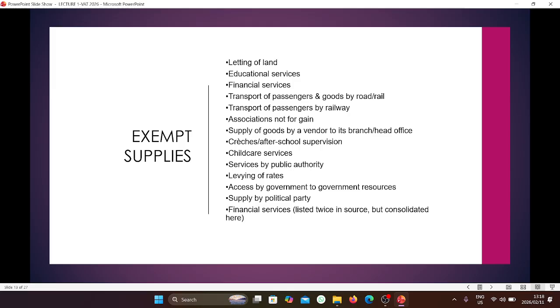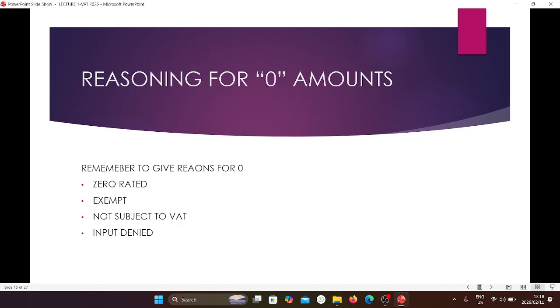So there's a list of the zero-rated supplies, and then there's the list of exempt supplies. The ones that we see a lot are educational services, financial services, and church or after-school supervision. Those are the ones that we see a lot. But it's very important that you go through the whole list, because you never know what you get tested on.